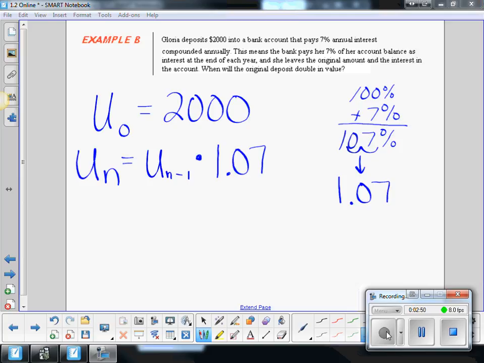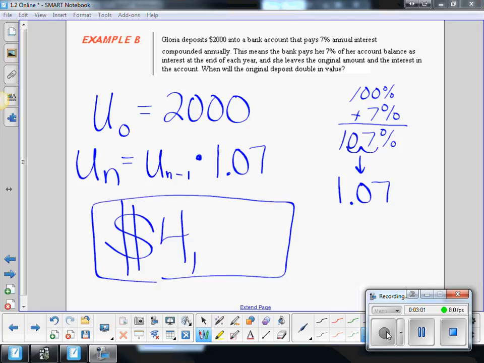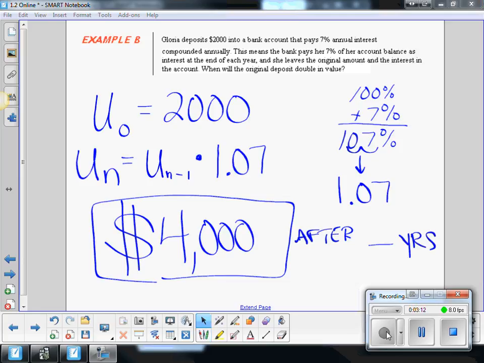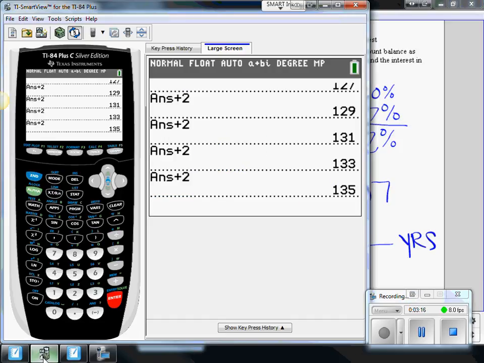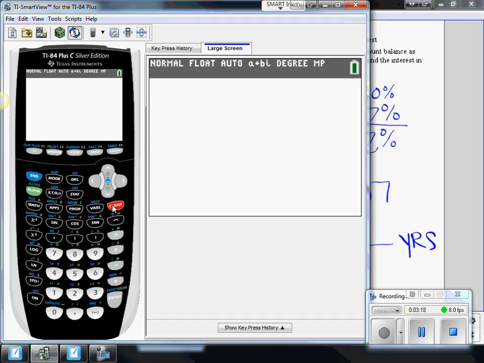So to answer the question, when will the original deposit double in value? Our question is, when will she end up with how much money? $4,000. After how many years? So that's where we're going to go to the calculator, and we're going to start getting the ball rolling here by typing in 2,000, enter. You might want to clear the screen and start with a fresh screen. So press 2,000 and hit enter.